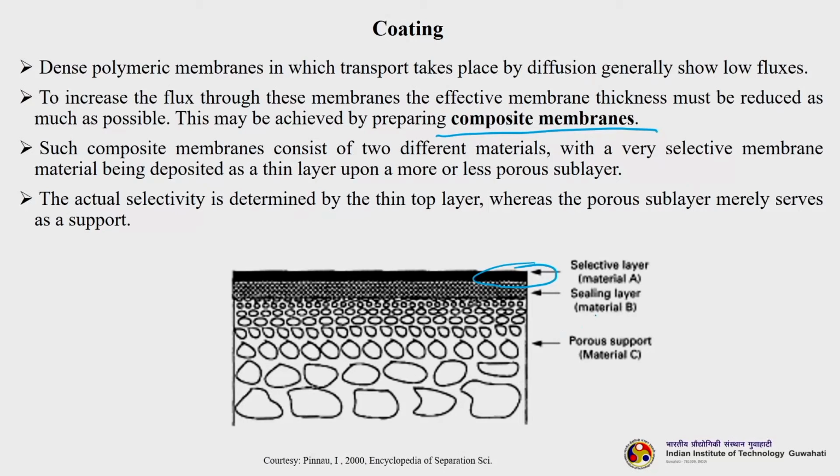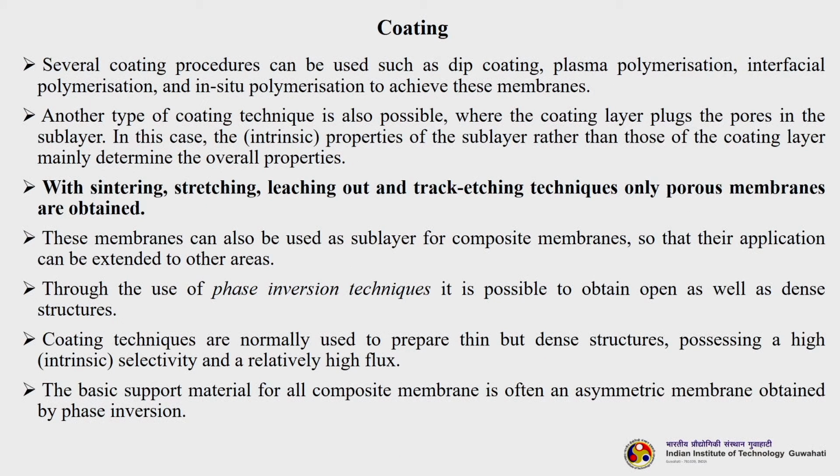Then we can have another sealing layer here, having a very low pore size distribution, then another layer here which is highly microporous, and that is providing the support. The actual selectivity is determined by the thin top layer, whereas the porous sublayer serves as the support. Support means it is providing mechanical support. Several coating procedures can be used such as dip coating, plasma polymerization, interfacial polymerization and in situ polymerization to achieve these membranes. Another type of coating is also possible where the coating layer plugs the pores in the sublayer. In this case the properties of the sublayer, rather than those of the coating layer, mainly determine the overall properties. So, this is a different technique.